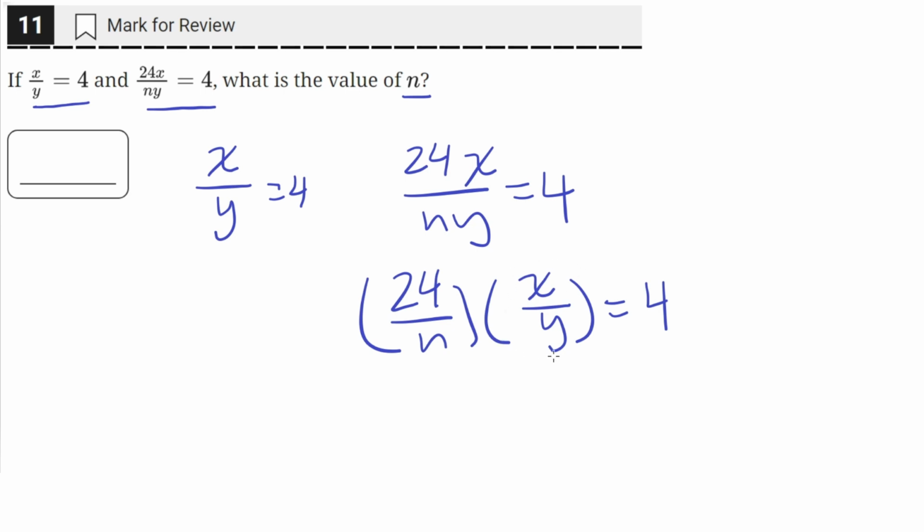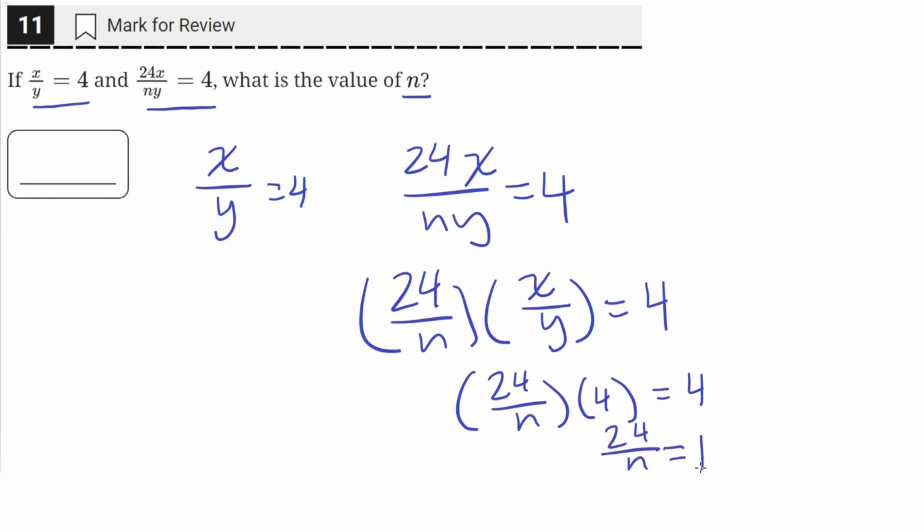Okay, so now this x over y, the first equation tells us that x over y is equal to 4. So let's substitute that in. So now we'll be left with 24 over n times 4 is equal to 4. X over y is just 4. Okay, so now we want to solve for the value of n, so let's isolate for n. Let's divide both sides by 4. So that'll cancel out this 4. So we'll be left with 24 over n, which is equal to 1. Because 4 divided by 4 is just 1, and 4 divided by 4 on this side is just 1.